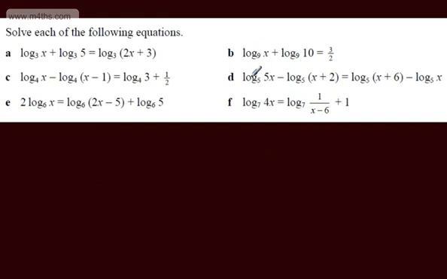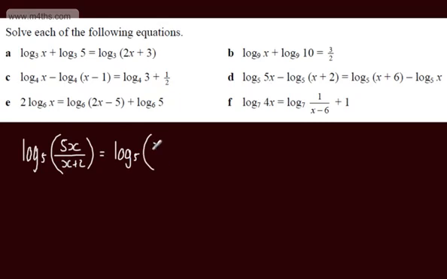Log to the base 5 of 5x minus log to the base 5 of the quantity x plus 2 is equal to log to the base 5 of x plus 6 minus log to the base 5 of x. So we've got now the difference of logs on both sides of the equation. So I'm going to rewrite each side now as a quotient. So log to the base 5, we're going to have 5x over x plus 2. And this will now be equal to log to the base 5 of x plus 6 over x.